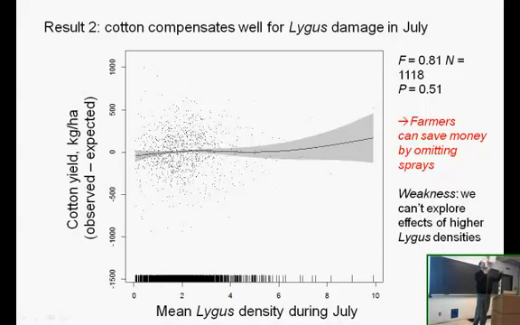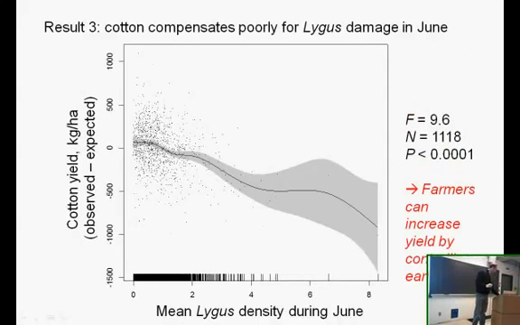So let's now move 1 month earlier to the month of June. And what we see here was maybe more surprising and quite different. What we're seeing now is a very clear negative effect of Lygus density on yield, and at densities that are much lower than those that the experiments identified as being problematic.